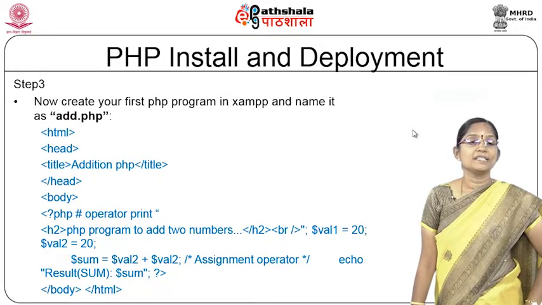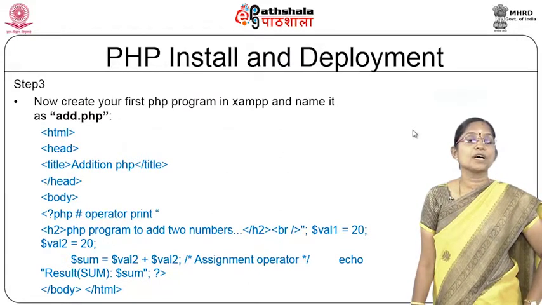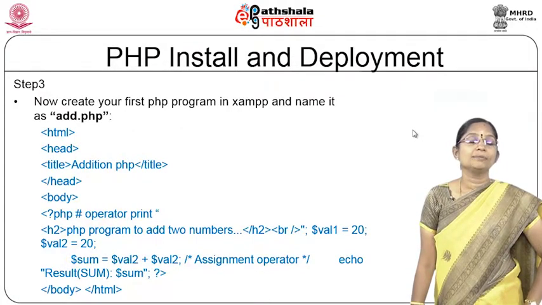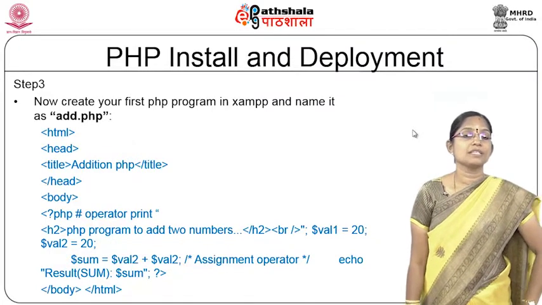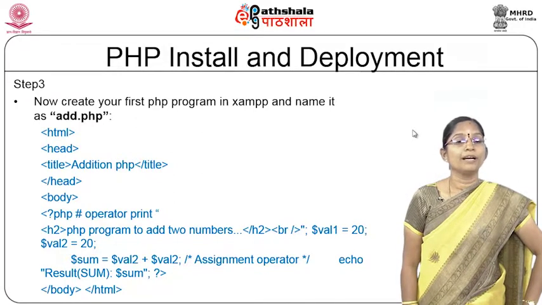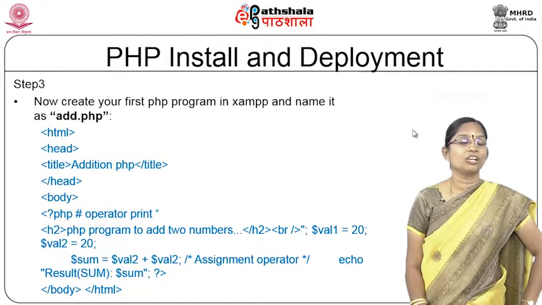Inside it you can see a heading H2 has been given, PHP program to add 2 numbers. Simply you can understand now, value1 has been assigned as 20, value2 has been assigned as 20. So sum is equal to value1 plus value2, which echoes the result as sum. This is a sample program. We will see step by step what a variable is, what a constant is and everything inside the slides.